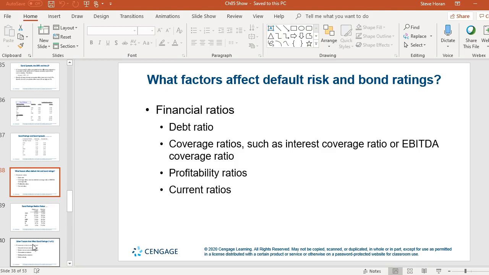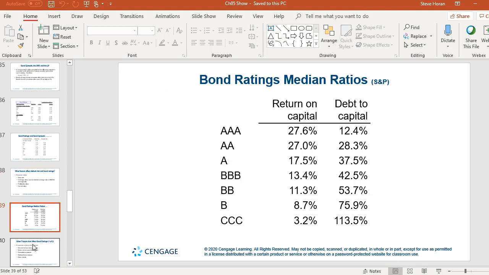How profitable is the company? How liquid is the company? The current ratio is a big deal. So just looking at ratios, doing ratio analysis. This kind of shows you just what some of those ratios are based on ratings of various companies.